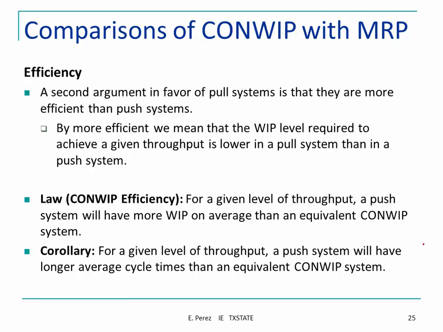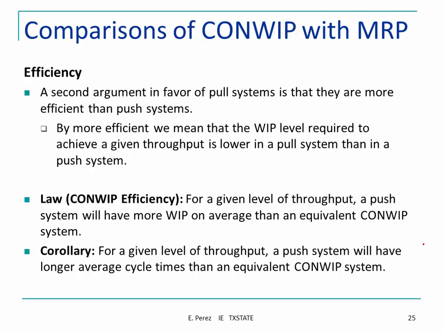And that is kind of logical, right? Because all the focus of the CONWIP protocol is to keep the WIP constant, so you would expect to have a higher WIP on a push system. For a given level of throughput, a push system will have longer average cycle times than an equivalent CONWIP system. Okay, so that's the other important thing in terms of comparing these two systems.